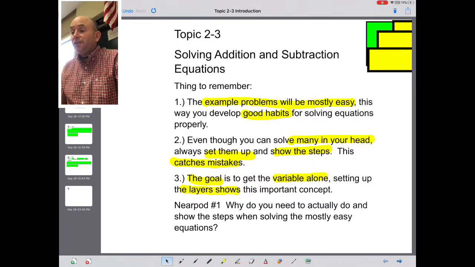Why do you need to actually do and show the steps when solving mostly easy equations? I'm going to pause the video. If you're at home and not doing Nearpod, use this pause to try and answer that question.